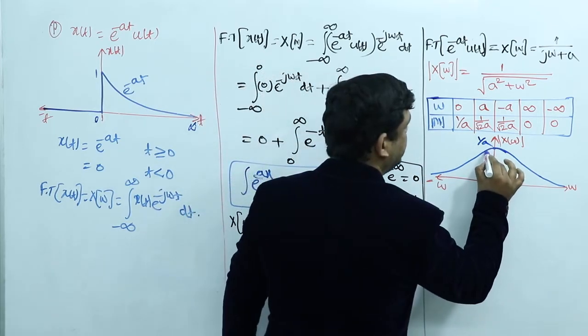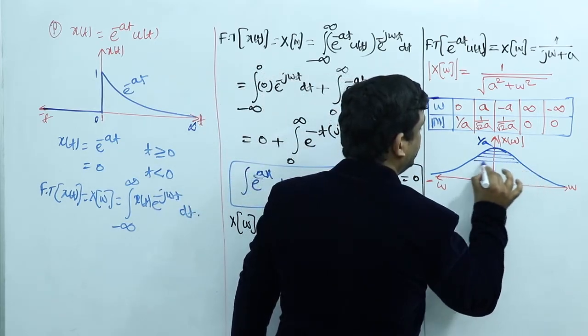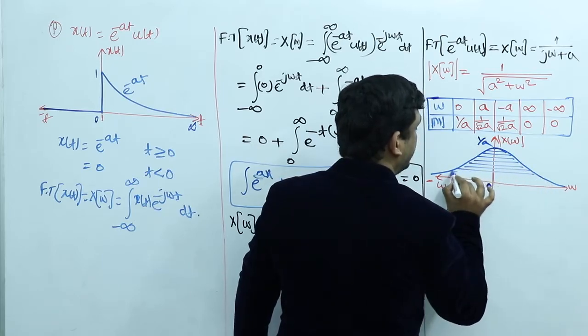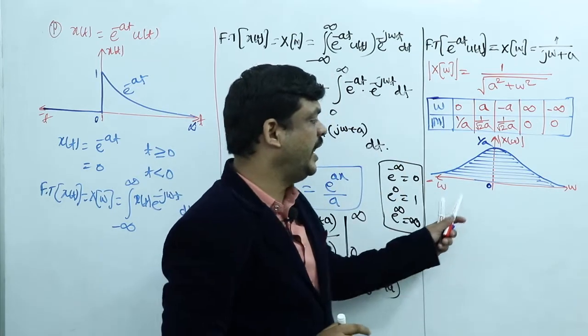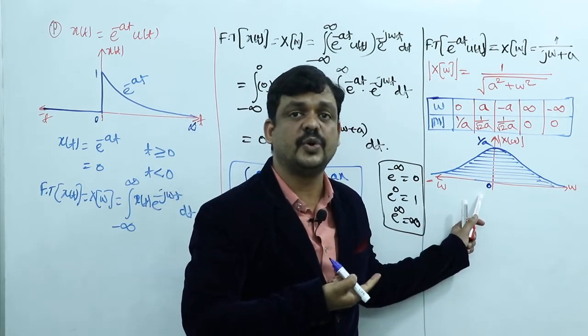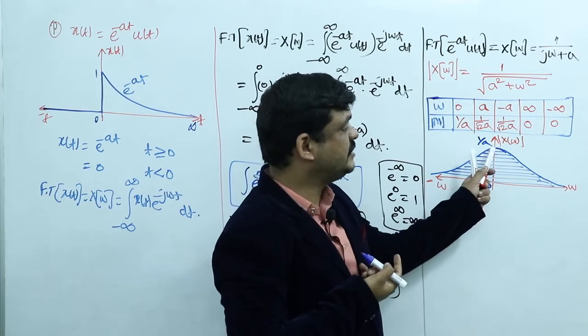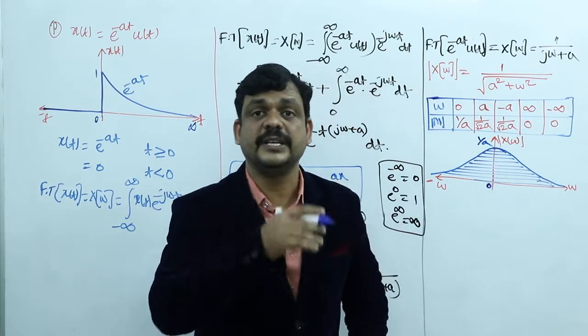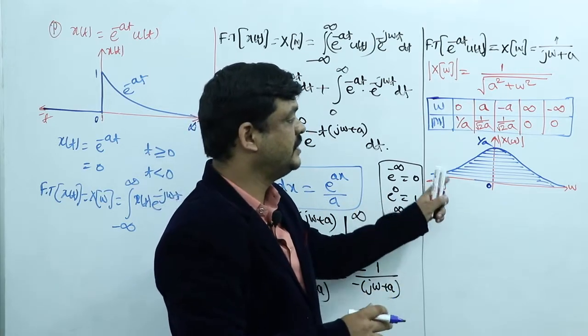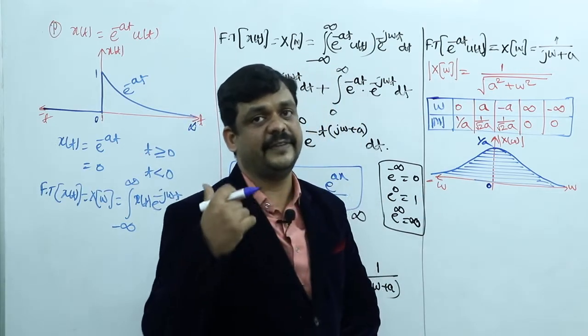So this response explains the magnitude response. According to the gain function, the given signal has maximum magnitude at a particular frequency, that is omega equal to 0. At omega equal to 0, it has maximum magnitude, and as omega increases, the magnitude of the system slowly decreases. So this gives the magnitude response of the given signal.